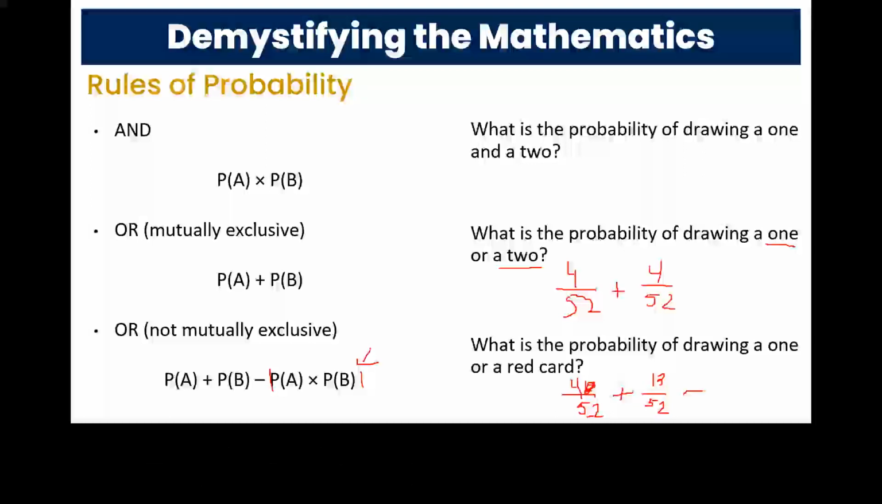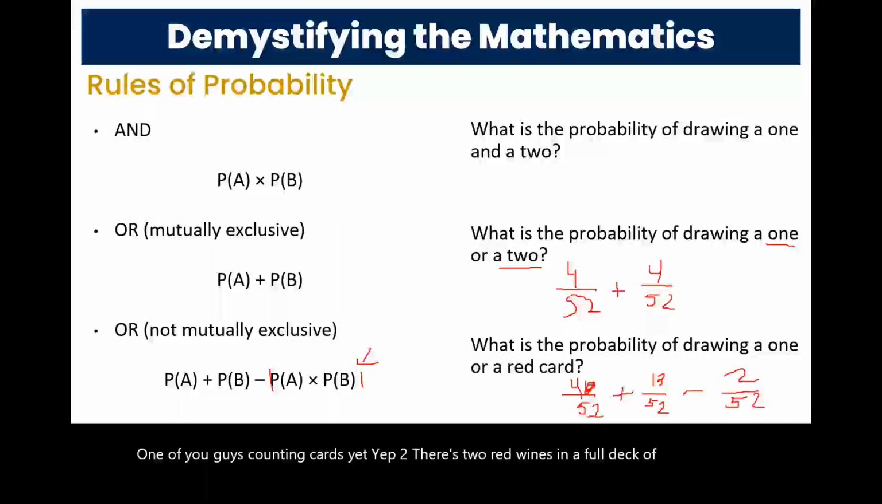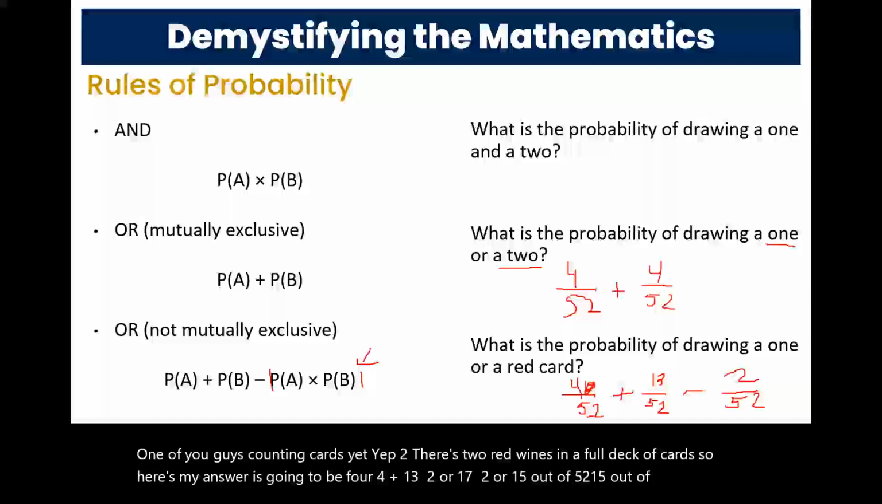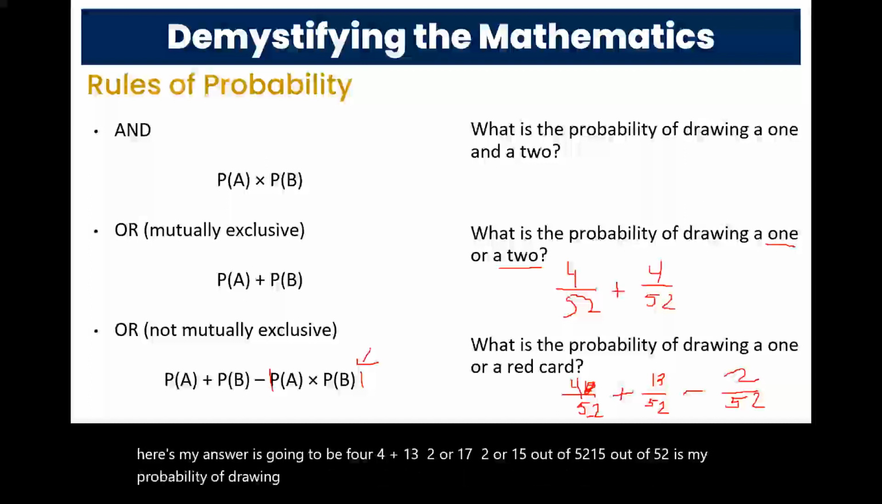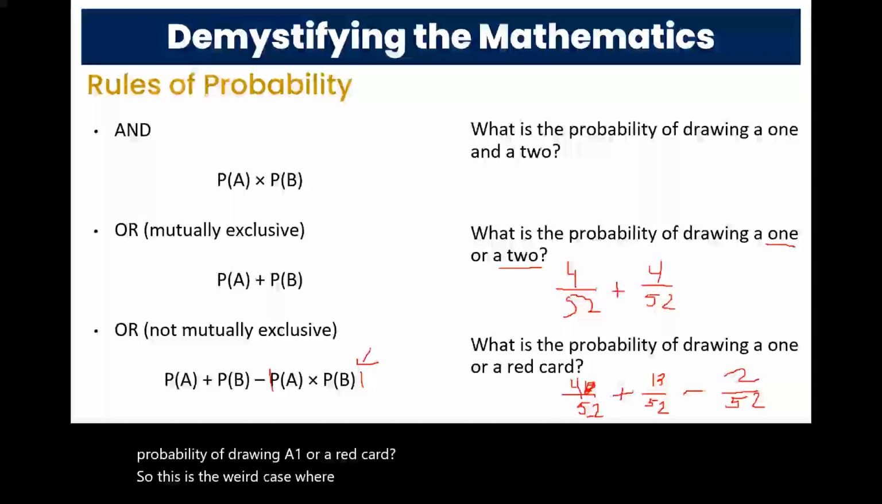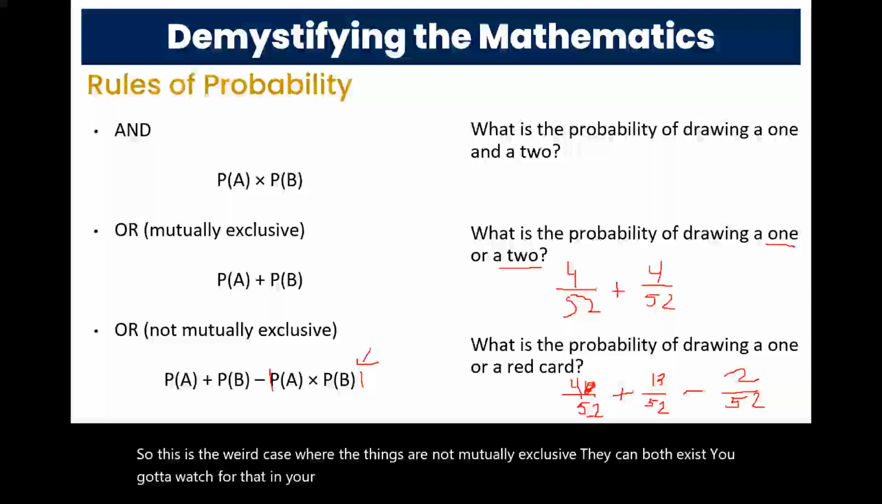I'm not gonna have you guys counting cards yet. Yep, 2. There's 2 red 1s in a full deck of cards. So here's my answer. It's gonna be 4 plus 13 minus 2, or 17 minus 2, or 15 out of 52. 15 out of 52 is my probability of drawing a 1 or a red card. So this is the weird case where the things are not mutually exclusive. They can both exist. So you got to watch for that in your probability problems as well.